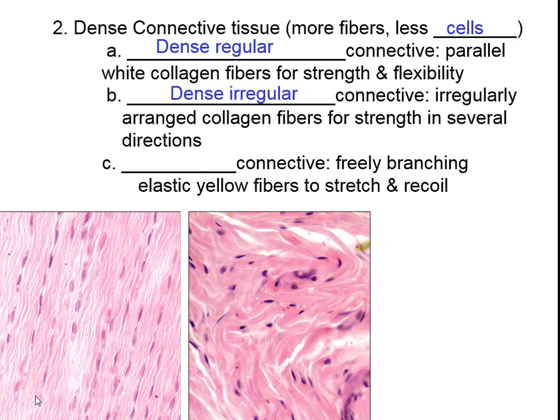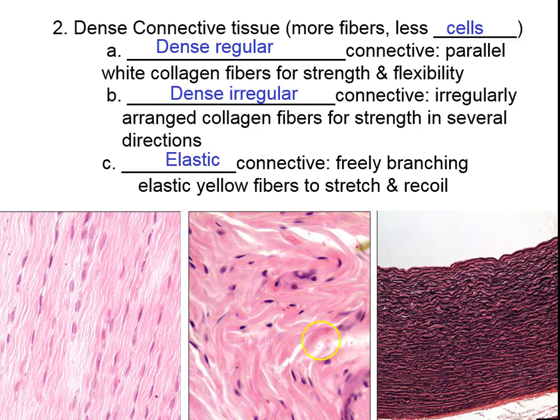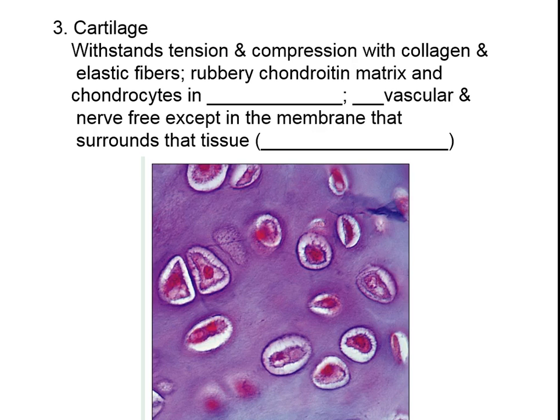So another type of dense connective tissue is irregular. You can see with this second picture that the fibers aren't all running parallel and in the same direction, but they're going every different direction, and this is where you need strength in several directions, like with the valves in your heart. Another kind of dense connective tissue is elastic connective, and you see here that the elastic fibers are running very close to each other, and you're going to find this in the area where you need to stretch and recoil, like within arteries.